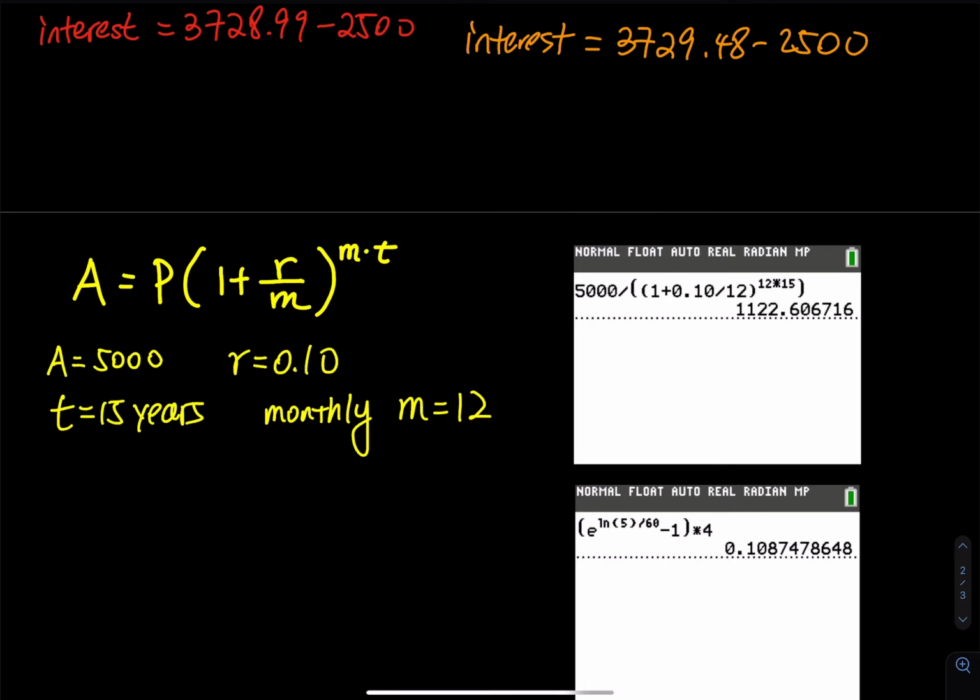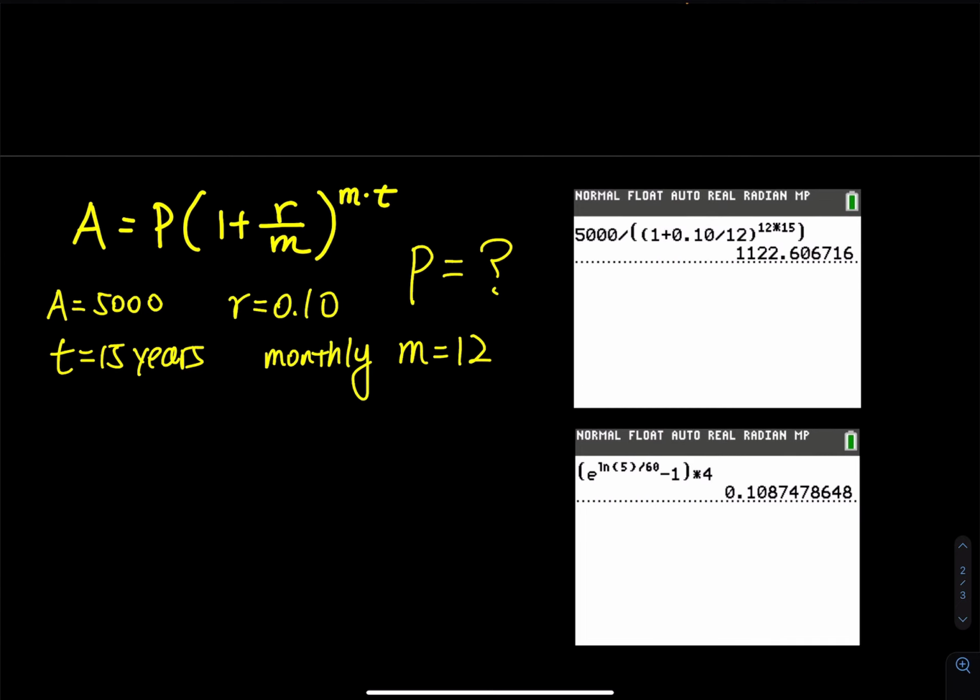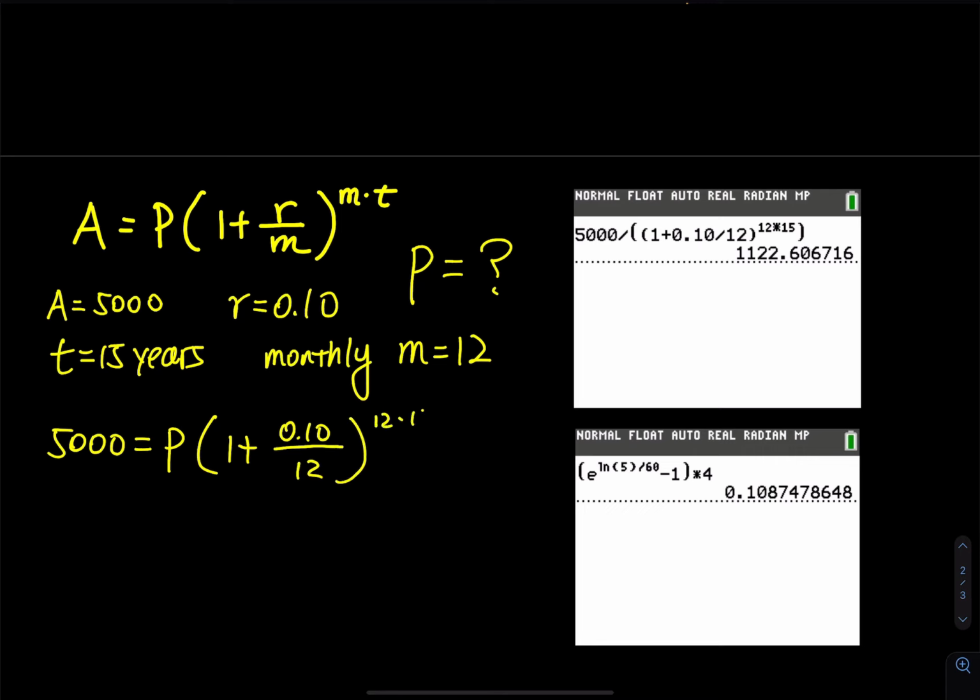Now, my question is, how much money do I need to put in my bank right now? I need $5,000 in 15 years. So using this interest rate and this compounding method, how much money do I need to put in the bank right now? Okay, so here is how we're going to do this. So we plug in 5,000, and then that is equals to P, and then 1 plus R, 0.10, divided by 12, and then raised to 12 times 15, right?